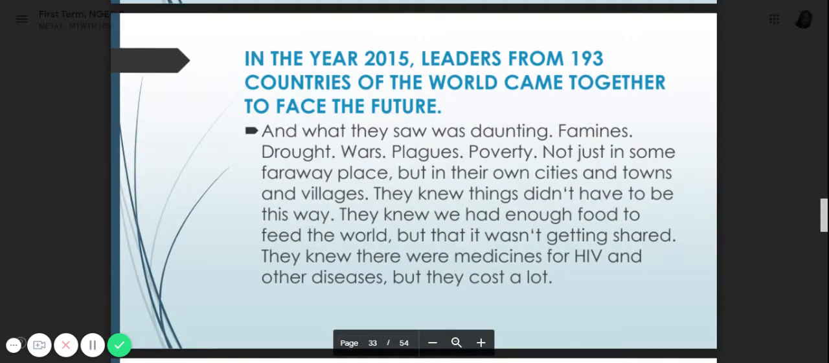So in the year 2015, leaders from 193 countries of the world came together to face the future. So they came up with goals to be achieved by the year 2030. And what they saw was daunting: famines, drought, wars, plagues, poverty. Not just in some faraway place, but in their own cities and towns and villages. They knew things didn't have to be this way. They knew we had enough food to feed the world, but that it wasn't getting shared. They knew there were medicines for HIV and other diseases, but they cost a lot.